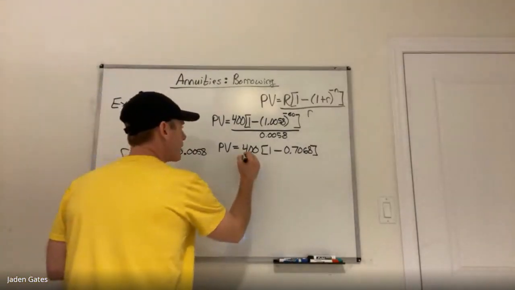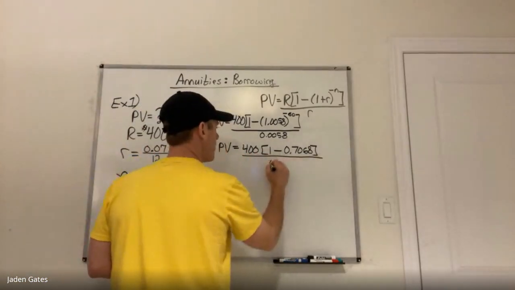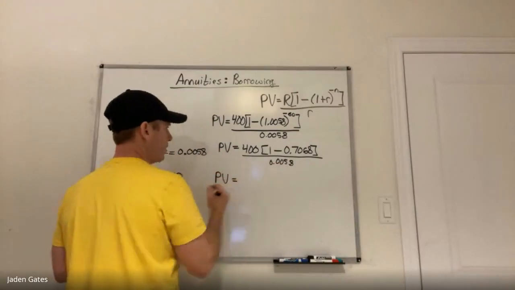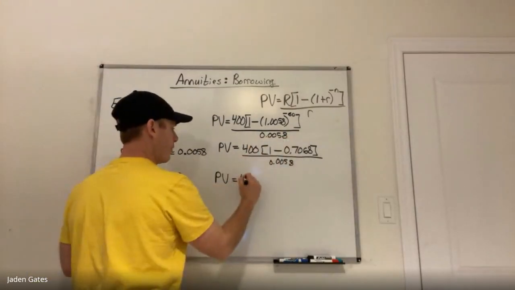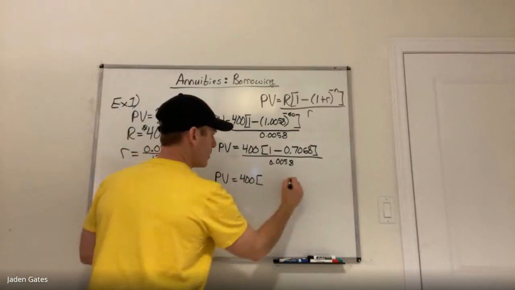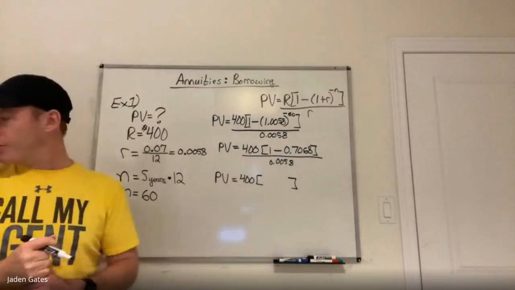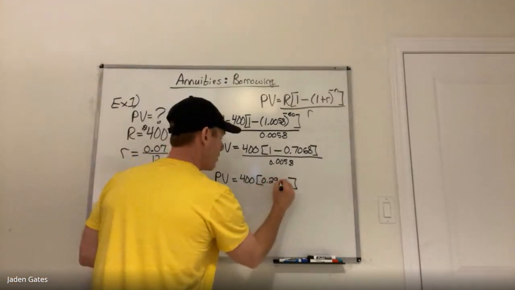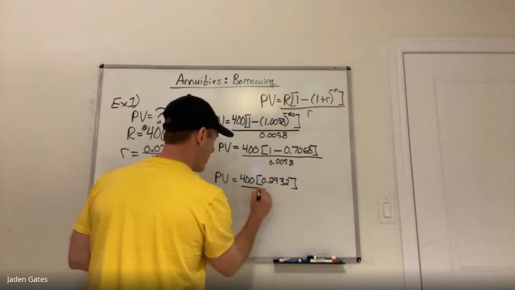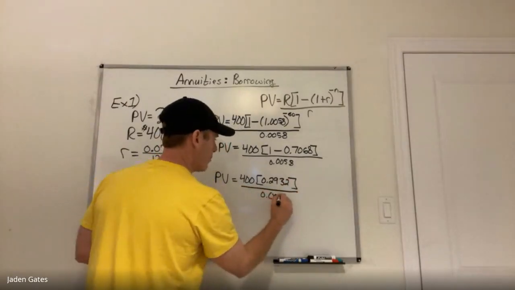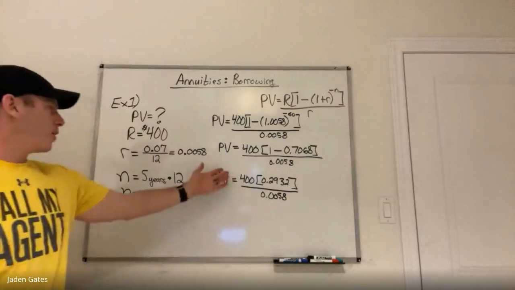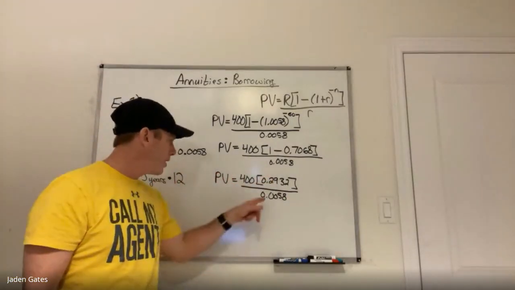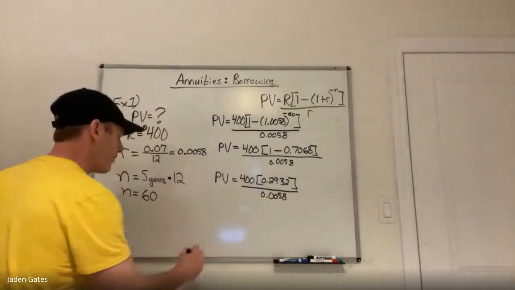All right, and again, I'm going to divide that by my 0.0058. So the loan, again, going with the brackets here, I've got 400 times 1 minus 0.7068, I'm getting 0.2932. And again, of course, divided by 0.0058. Then I can just figure this all out in one step: 400 times the 0.2932, and then lastly divided by the 0.0058.